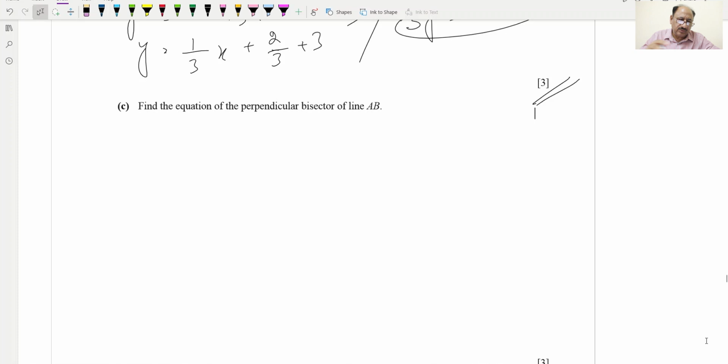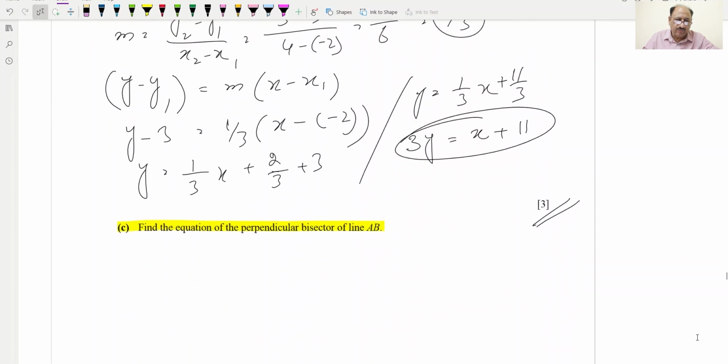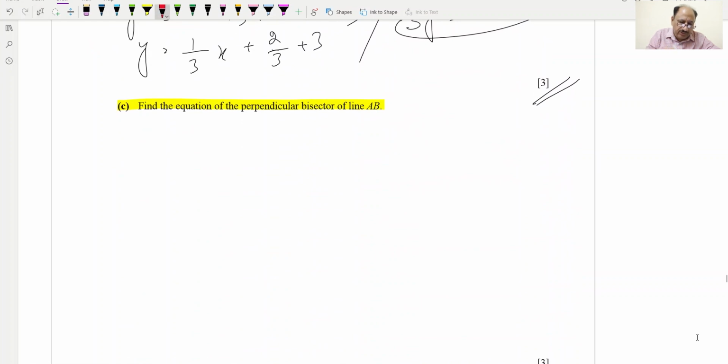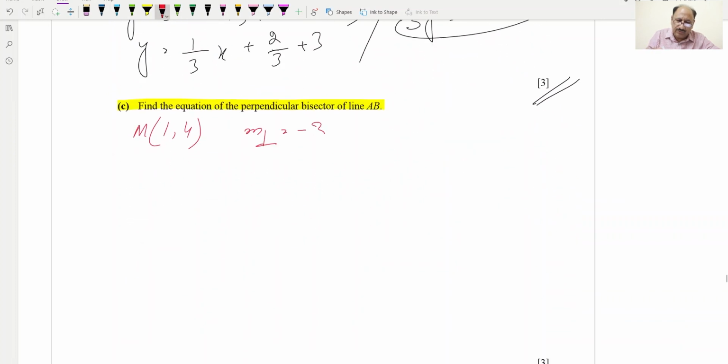Now they're saying C part, find the equation of the perpendicular bisector of line AB. Now we have the midpoint, which we already found, which is 1 and 4. So we will be using the midpoint M, which is 1 and 4, and we will be using the gradient of the perpendicular. So what is the gradient of the perpendicular? Reciprocal and change sign of the gradient which we found, 1 by 3. So reciprocal and change sign will be -3.